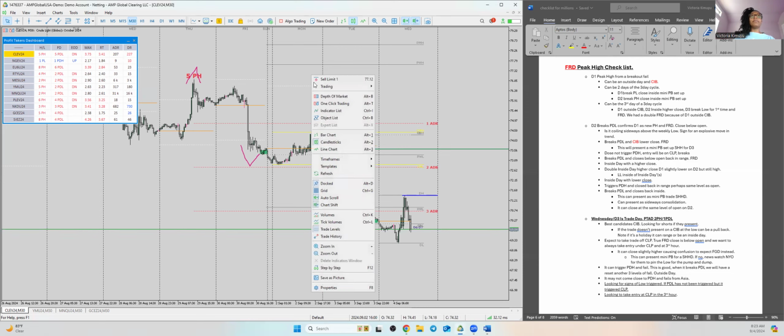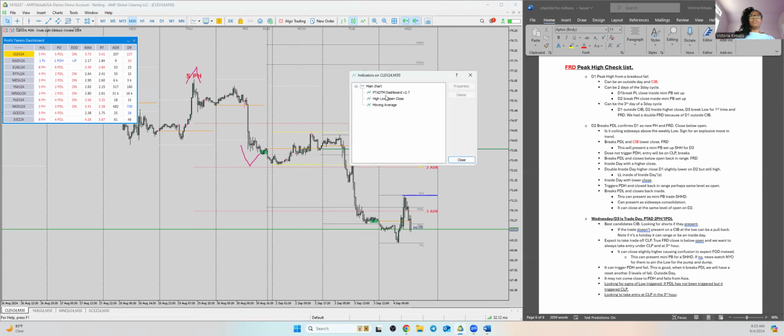Now, what I do recommend that you do, it's very important for the strategy to work, is that you have the high, low, open, close indicator on your chart. Otherwise, you're going to be sitting here drawing these lines. So this is MT5. I have the link in the description below to get it for free.